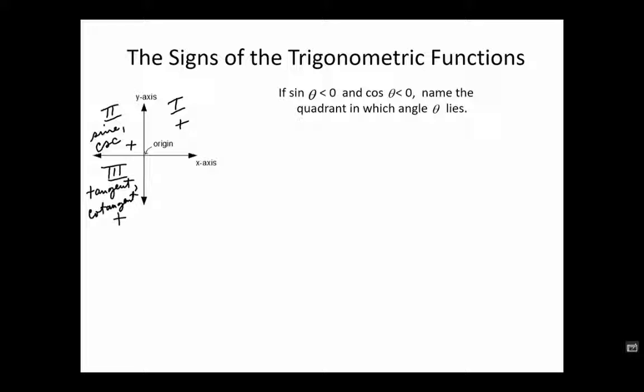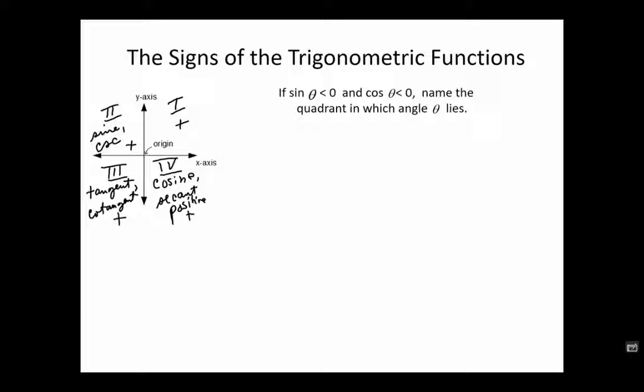In quadrant 4, the x-coordinate is positive and y is negative. So that means that cosine involves the x-coordinate, so cosine is positive in quadrant 4, as well as what? Secant. The secant is also positive. So these are positive. Okay?